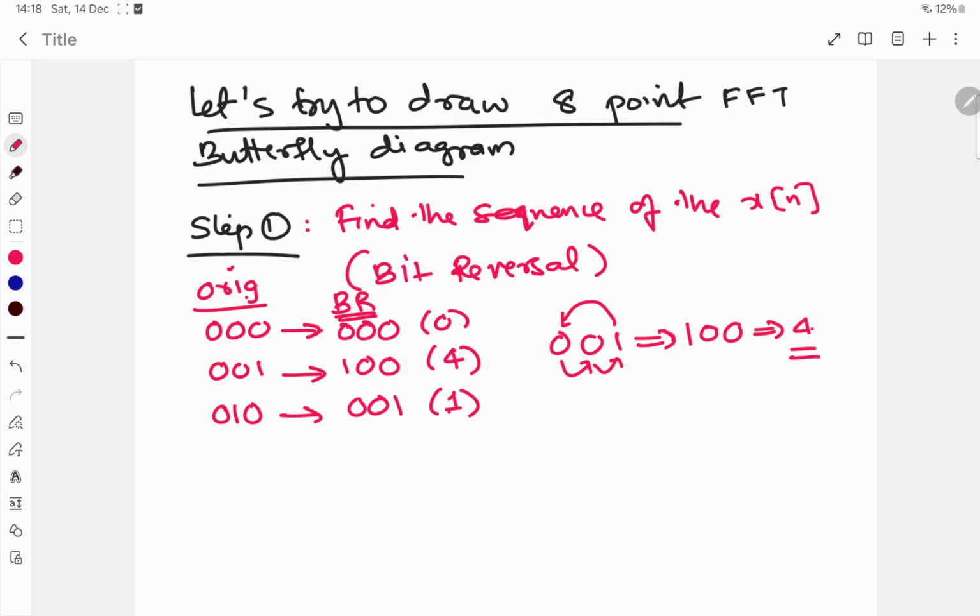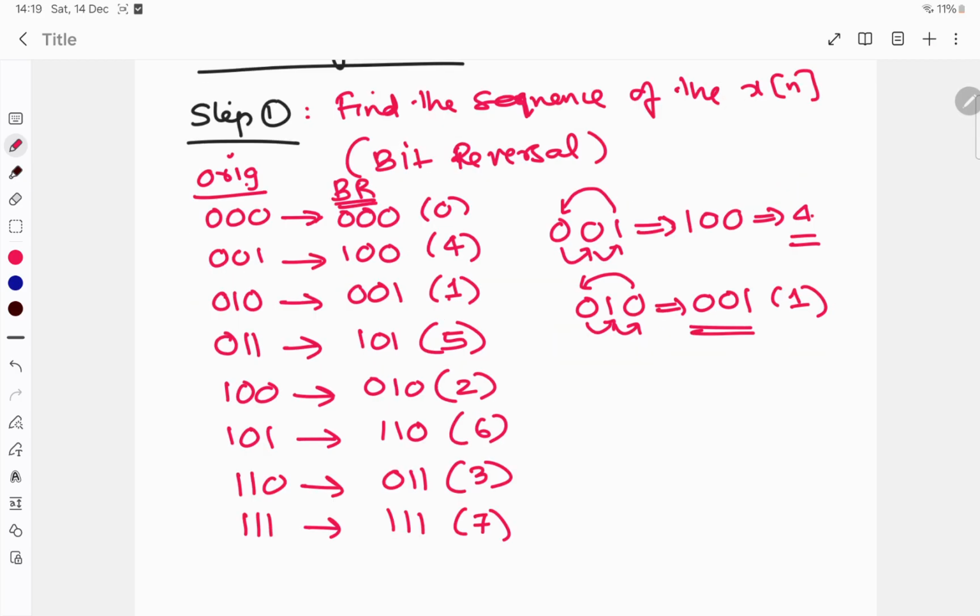Similarly, if it is 0 1 0, this will take the place of the 0, so this will be 0, and this will move here and this will move here, which will make 0 0 1. This is nothing but 1. Similarly, we can also find the bit reversal for 0 1 1, that is 1 1 0, which is 6. 1 0 0 becomes 0 0 1. 1 0 1 becomes 1 0 1. 1 1 0 becomes 0 1 1. 1 1 1 stays 1 1 1.